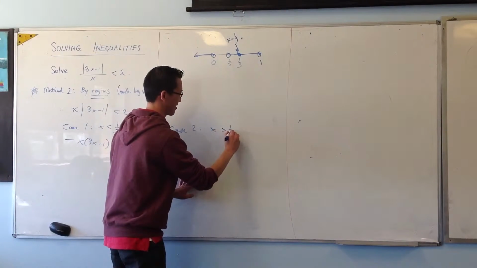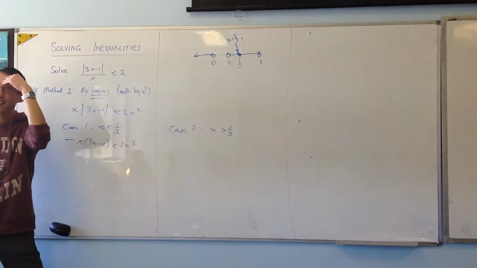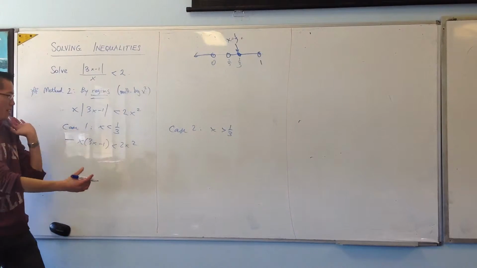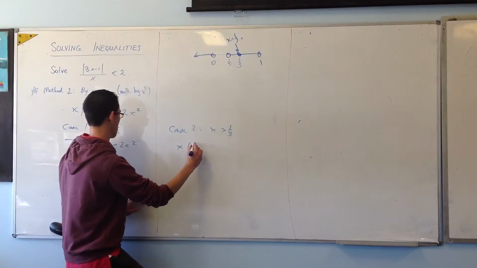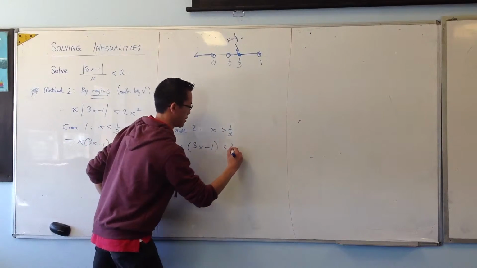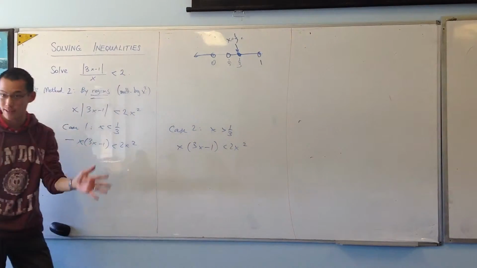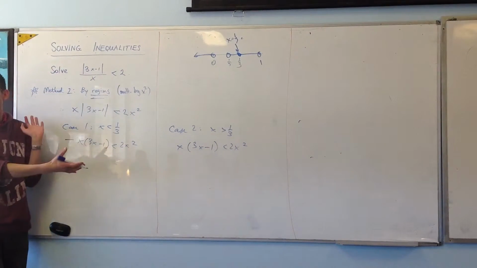All right, if x is greater than a third, this means there's no negative on the front, so I'll get this. Okay, now I've set up my cases. Let's solve them. It does tend to turn out to be quite simple.